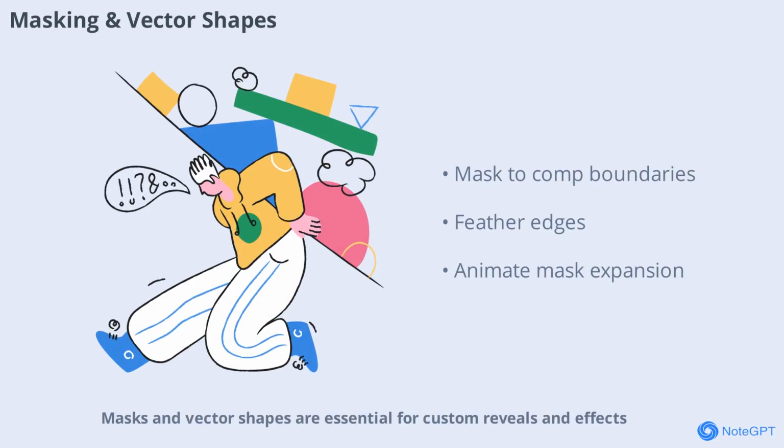Masks and vector shapes are essential for custom reveals and effects. Double-click shape tools to mask to comp boundaries, hold Shift for perfect circles or squares, and use the Mask Feather tool for soft edges. Animate mask expansion for creative transitions, and convert Illustrator artwork to shapes for full control.